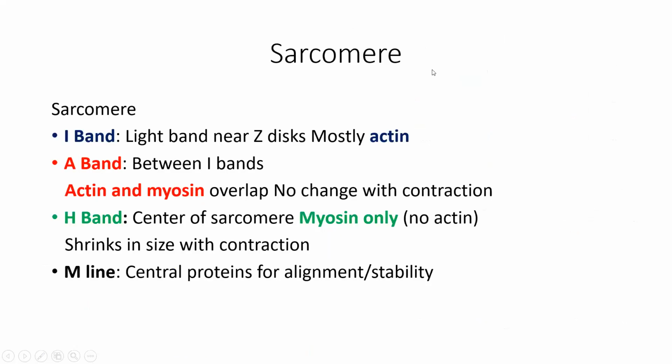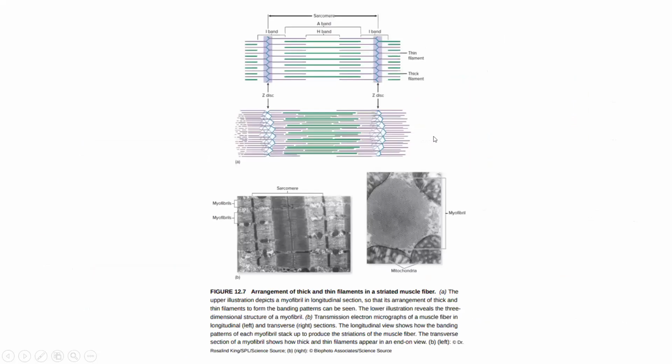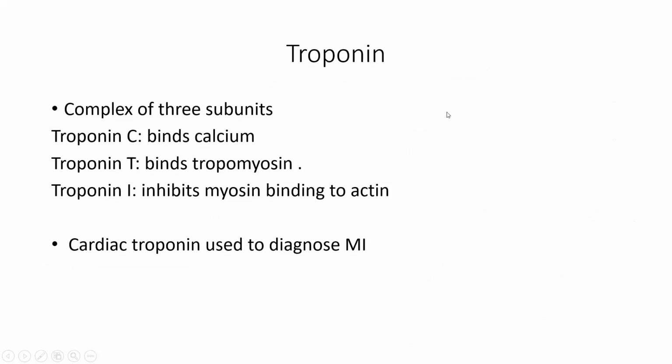Now, this slide specifically shows the content of each band, and they are indicated with different colors just to make it easier for you to memorize. So make sure you come back to this slide and take a look at it. Now let me move on to troponin.